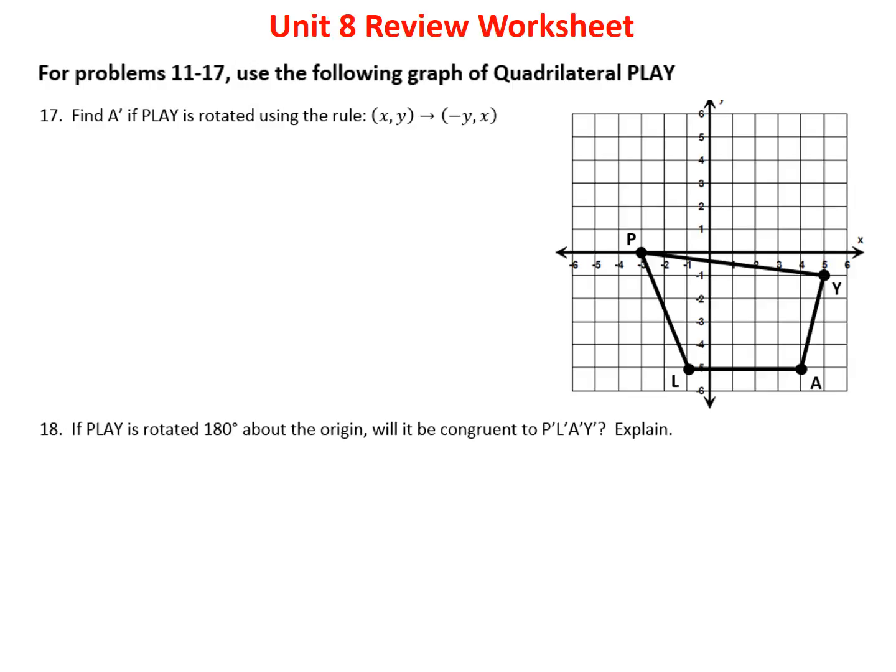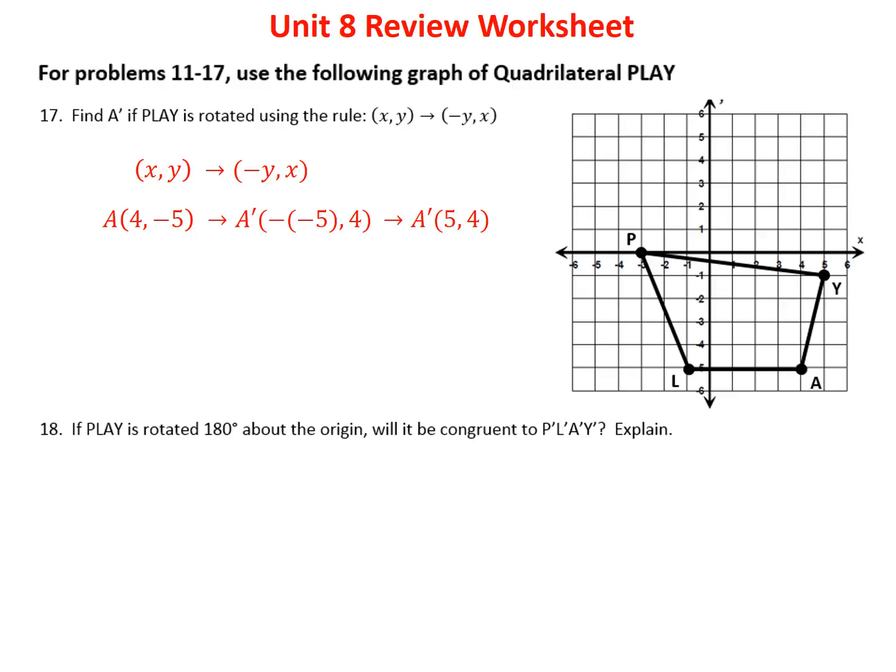Number 17 says find a prime if play is rotated using this rule. And so in this case, using this rule, which is actually a 90-degree turn, I put in the point 4, minus 5, so we switch them around and we get minus 5, 4, and then we take the opposite of the y, so minus minus 5, and we end up with 5, 4 as our answer.